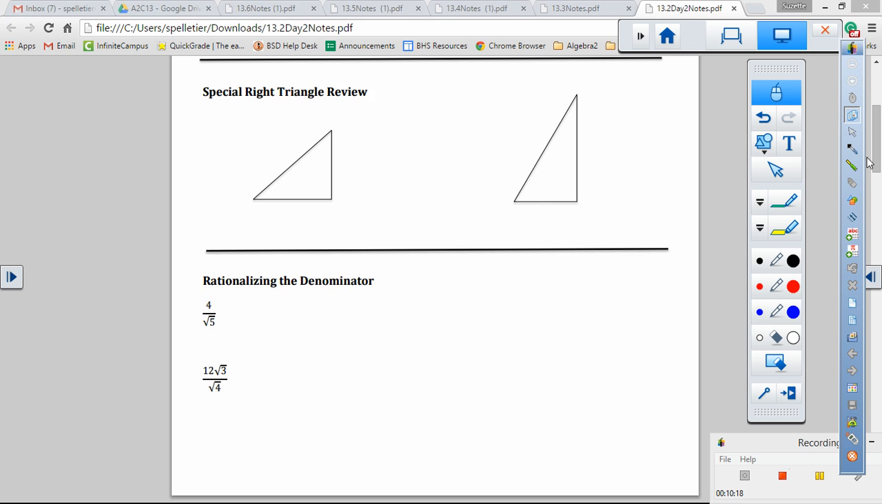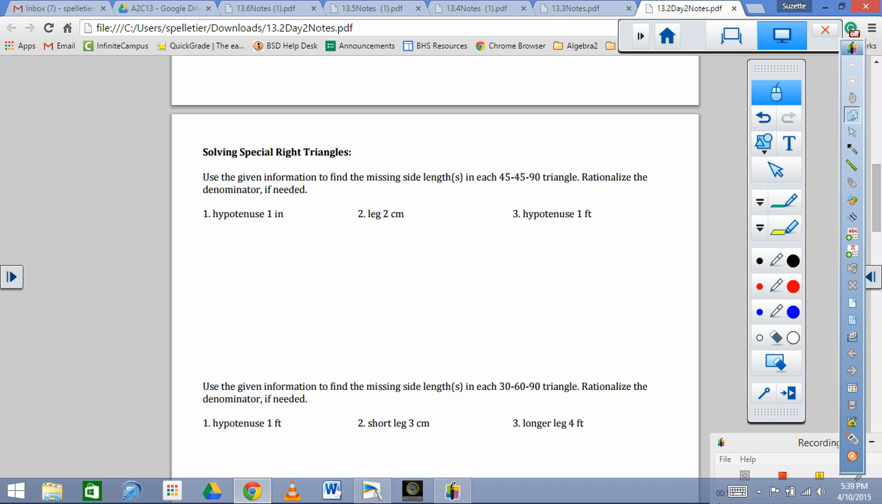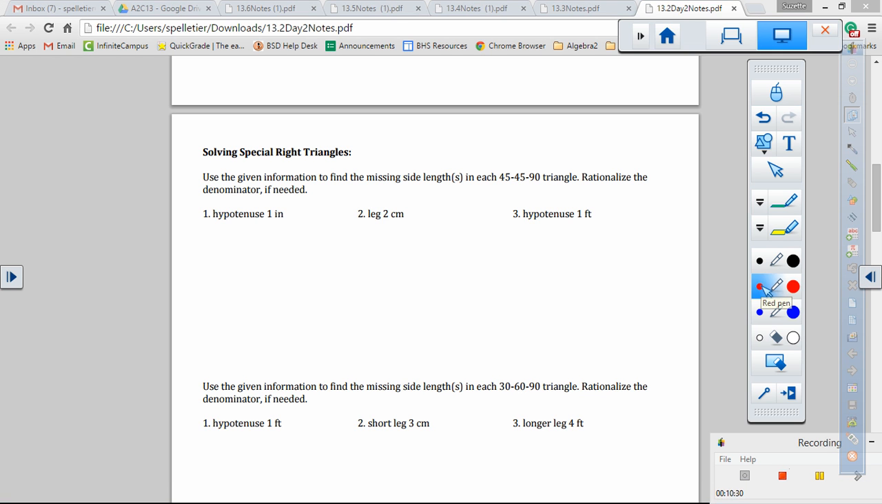So, looking at the top of the second page, use the given information to find the missing side lengths in each 45, 45, 90 triangle. Rationalize the denominator if needed. So, we have a hypotenuse of 1. So this is a 45, 45, 90, and the hypotenuse is 1.